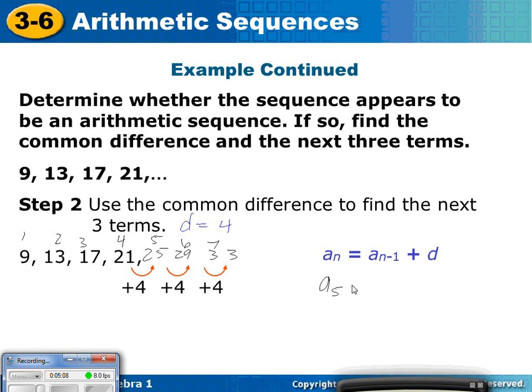To find a sub 5, I need to know a sub 4 plus my d. My d is 4. What is a sub 4? 21. And what's 21 plus 4? That's where it comes from. And I know that's what you're doing in your head, just going plus 4, plus 4, plus 4. Where'd I get the 5 from? The fifth term. To find a sub 6, you got to know the one before to find the next one. A sub 6, I need to know a sub 5 plus 4. A sub 6. What's that?